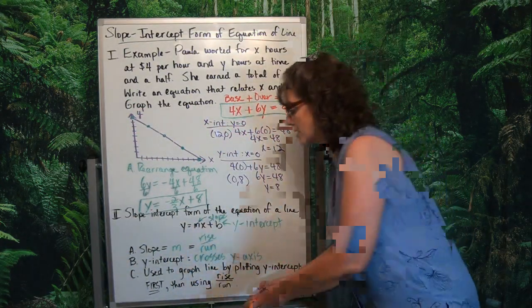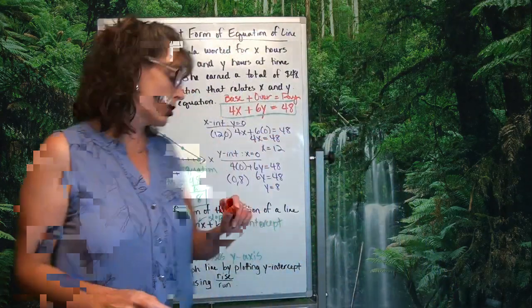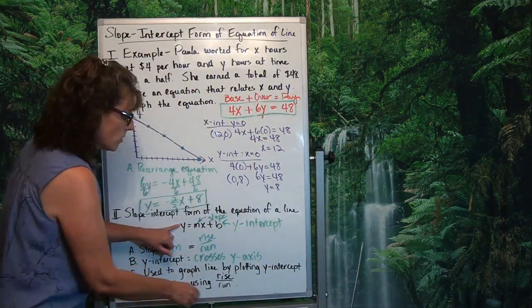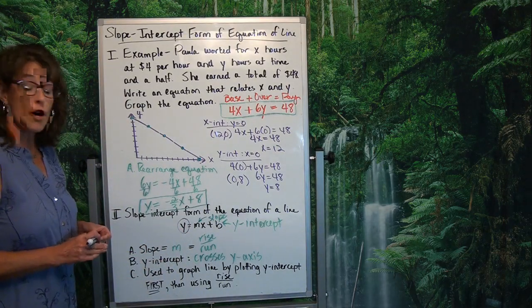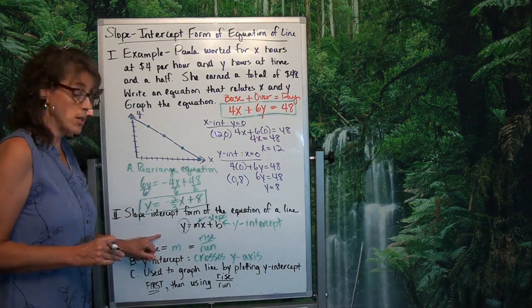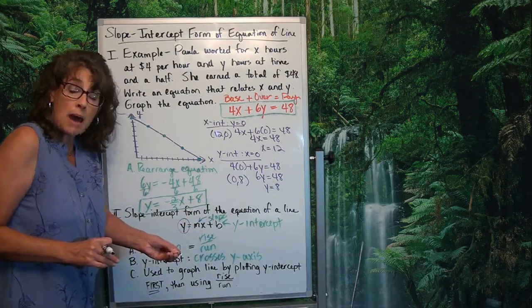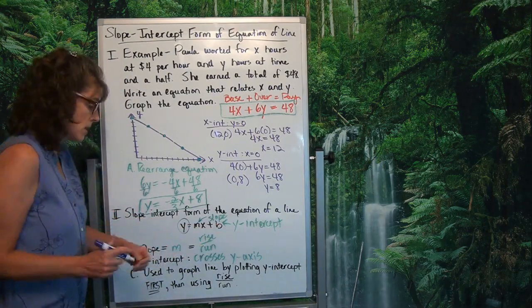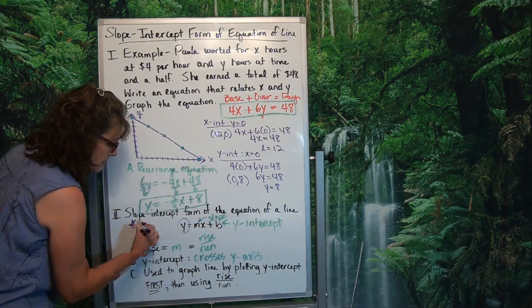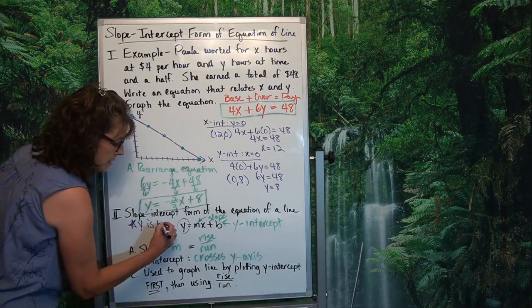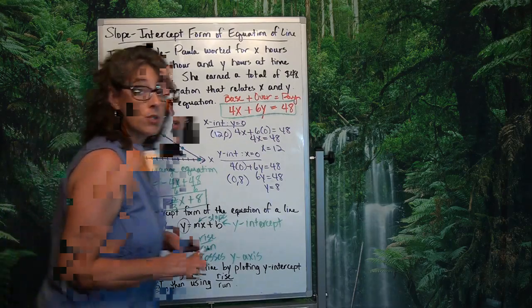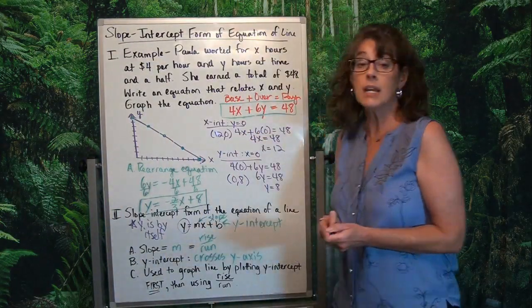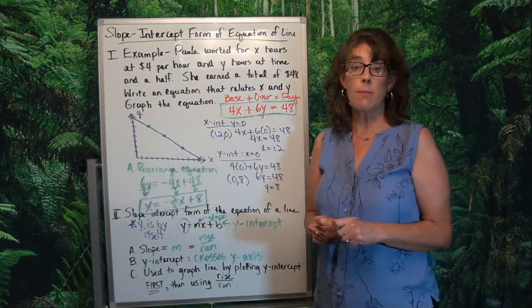So let's practice this a little bit. Oh, and I do want to stress to you before we get into the practice, notice the key thing right here, the y is by itself. You know that you're in slope-intercept form, and you can pull that m out in front of the x, you can pull that y-intercept out, when the y is by itself. It has to be by itself. If it's not, you are not in slope-intercept form, and you can't do any of this. You have to have the y by itself.